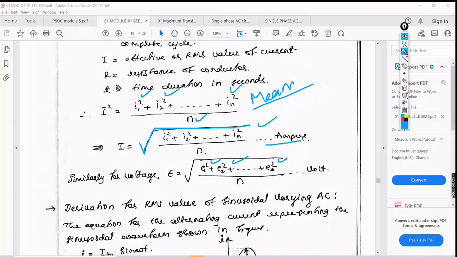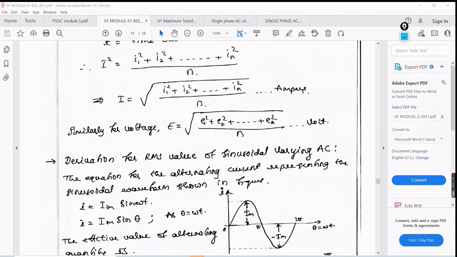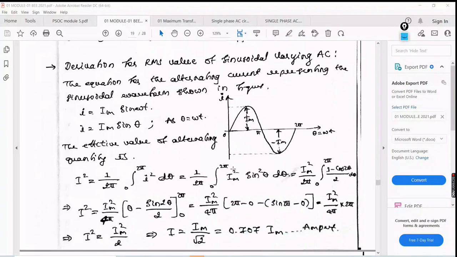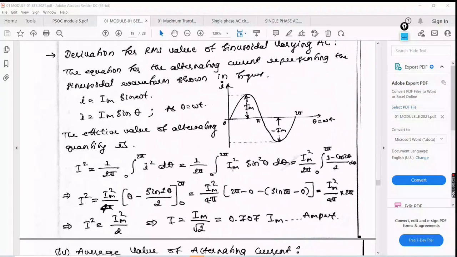The equation to be used to make your explanation from the definition point of view. Remember this, don't forget at all. Then the derivation: how will you get the RMS value of the voltage? Here the derivation is also most important, and it is asked in the examination multiple times. That is the RMS value of the sinusoidal varying alternating component.